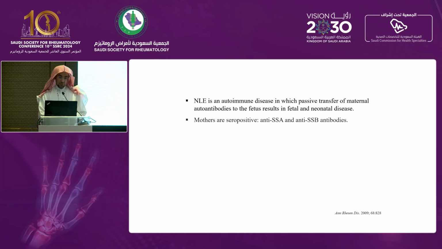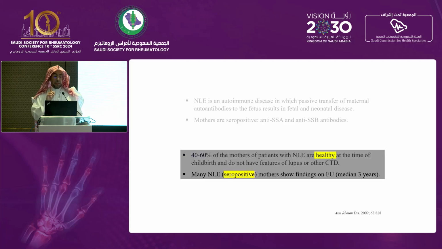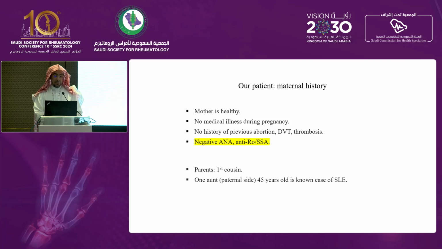So back to our patient, the mother is healthy. That was the first baby for her, and no medical illness during pregnancy, and she is ANA negative. And also anti-Ro is negative. No history. The father is also healthy, but there is one aunt with a known case of SLE. So could neonatal lupus occur in a seronegative mother? What do you think? Yes or no?